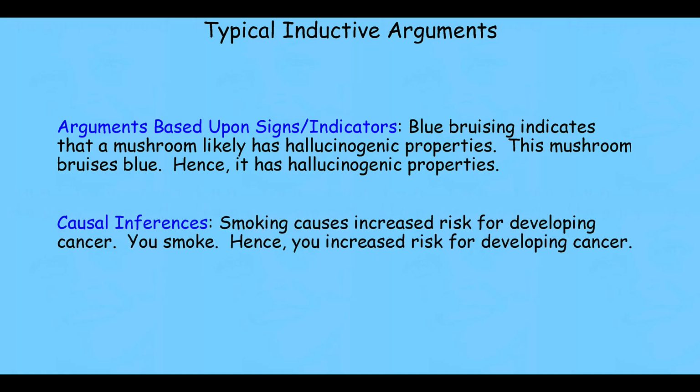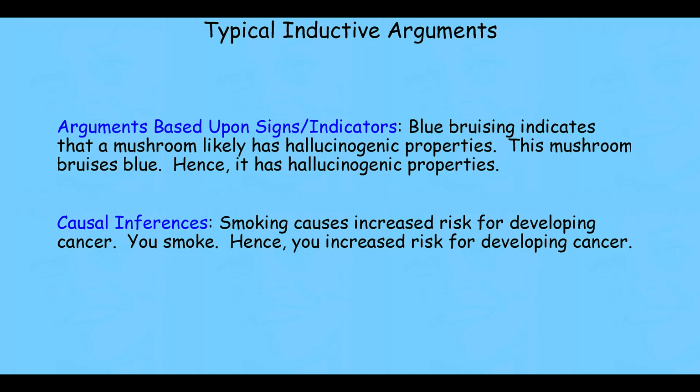Causal relationships are also relatively stable, reliable relationships in our experience, and so they are often exploited for the purposes of making inductive inferences. So for instance, smoking causes increased risk for developing cancer. You smoke, hence you're at increased risk for developing cancer.